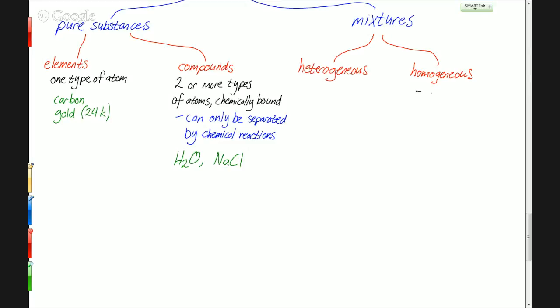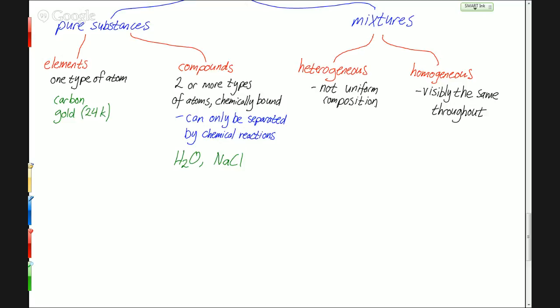we should clarify that. Homogeneous mixtures are visibly the same throughout, and a heterogeneous mixture has a not uniform composition, or it's not visibly the same throughout. So a homogeneous mixture is something where you look at it, it all looks like the same thing. It's been mixed well enough that it all looks like the same thing.